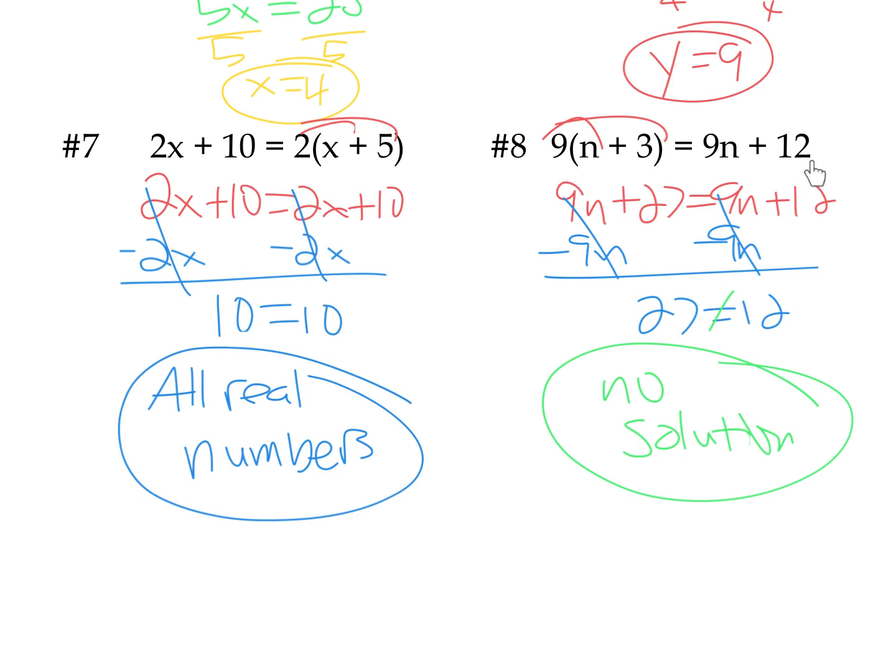No matter what you plug in here, it's never going to come out equal and make the equation true, equal on both sides. So two special cases when the variable cancels out on both sides. If it's a statement that's always true, all real numbers. It means every number is a solution. If it's something that's never true, it means no solution. There's no answer that will ever work for that situation.